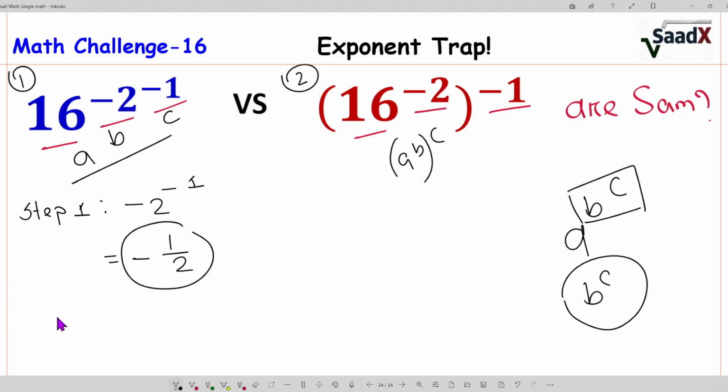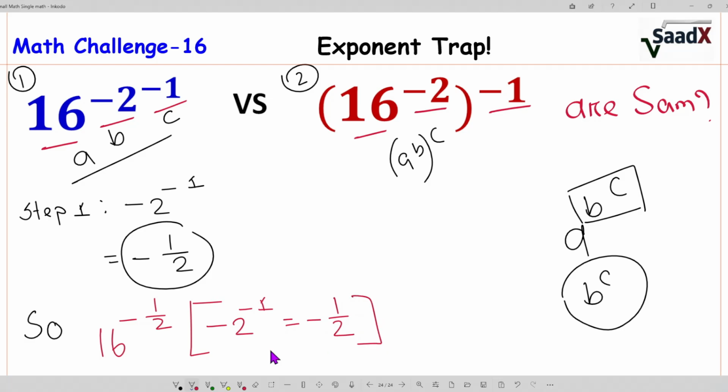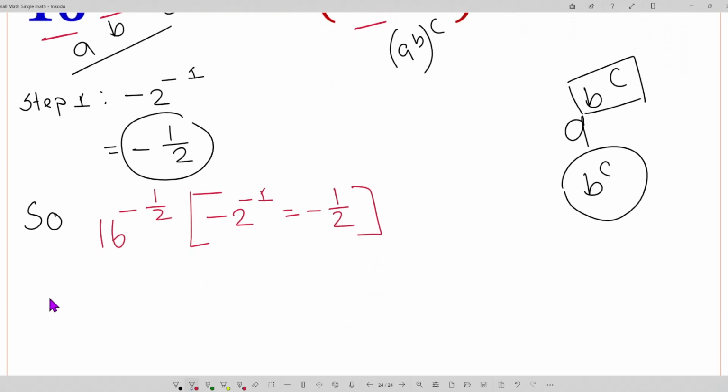So we can write this one: 16 to the power minus 1 by 2, where minus 2 to the power minus 1 equals minus 1 by 2, right? Now look, what do you think? A to the power 1 by 2, what does that mean? It means root a, right?